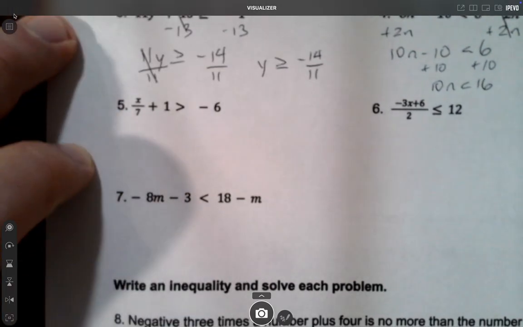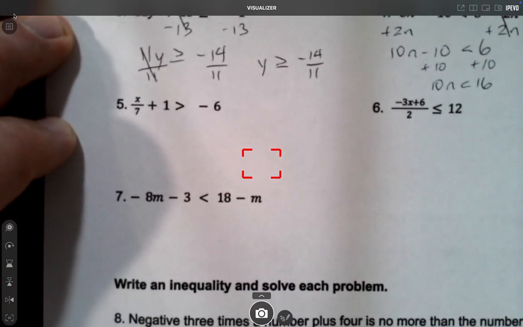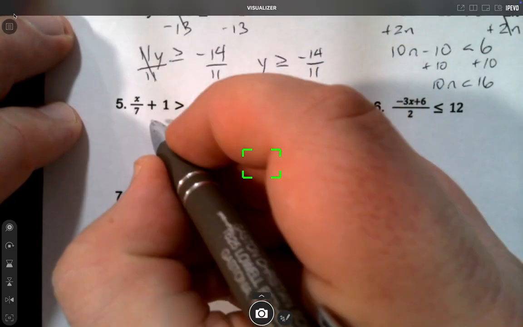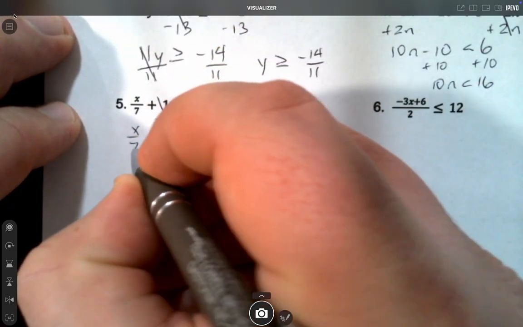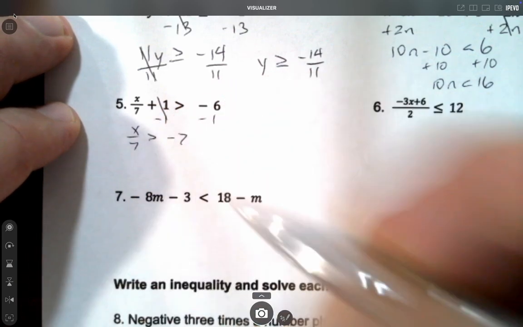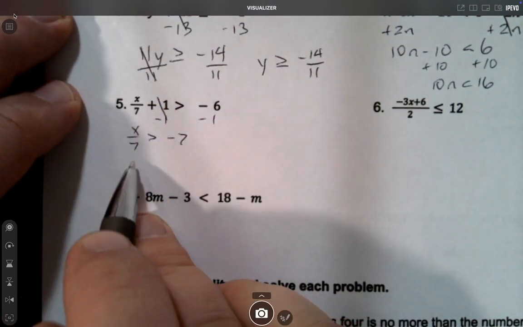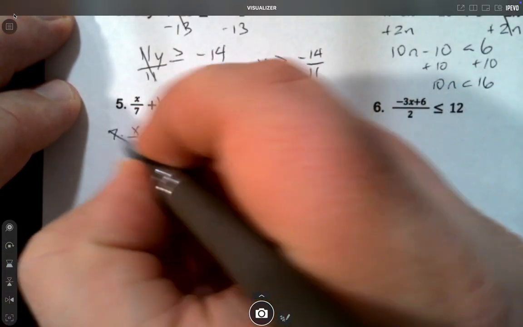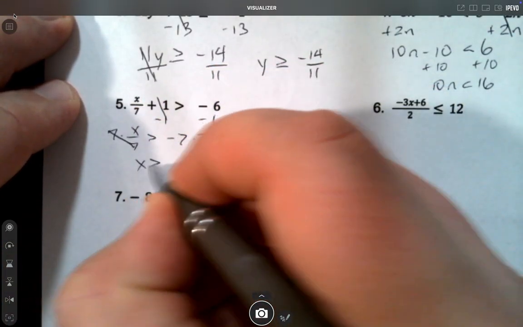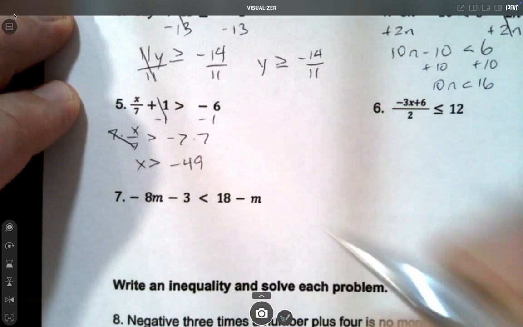Okay, number 5. We'll subtract 1 from both sides first. Gives us x over 7 is greater than negative 7. And then since they're dividing x, the variable, by 7, we'll multiply both sides by 7 and get x is greater than negative 49.